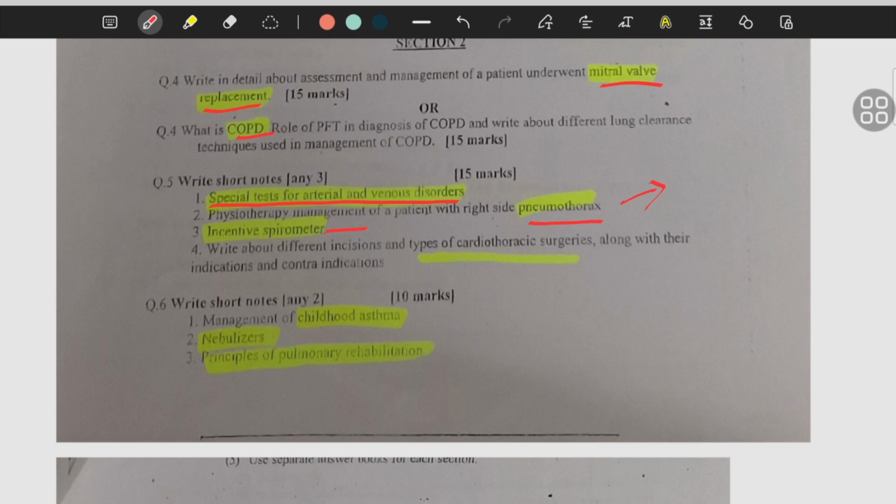Incentive spirometry, types of cardiothoracic surgery, childhood asthma. In this they can ask whether it is intrinsic or extrinsic. So you have to know in asthma whether it is asthma from childhood or whether it has developed later on in adult life.